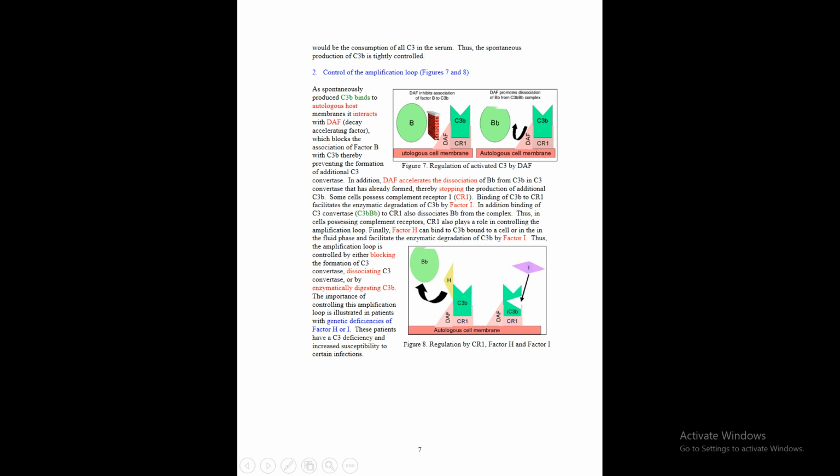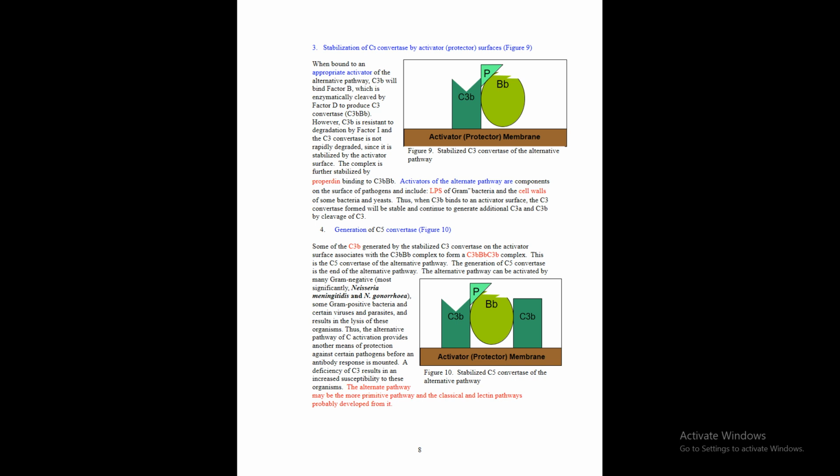This is the decay accelerating factor, and this is factor Bb, and this is factor H. All these processes are tightly regulated by CR1, factor H, and factor I. The importance of controlling this amplification loop is illustrated in patients with genetic deficiency in these factors, factor H or factor I. These patients have C3 deficiency and increased susceptibility to certain types of infection.